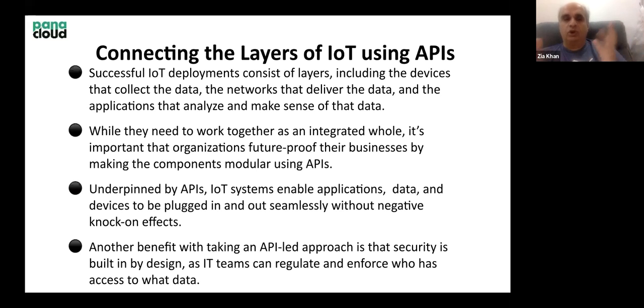Therefore, all these layers have to talk to each other. How do they talk to each other? While they need to work together as an integrated whole, it is important that organizations future-proof their business by making the components modular using API. Otherwise, it will be a jumble of code. Nobody will understand. All the different layers have to have well-defined APIs. Underpinned by APIs, IoT systems enable application data and devices to be plugged in and out seamlessly without negative knock-on effects.